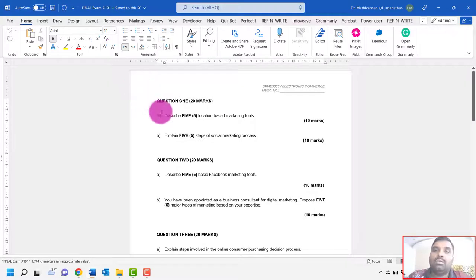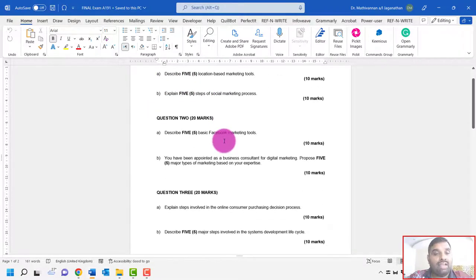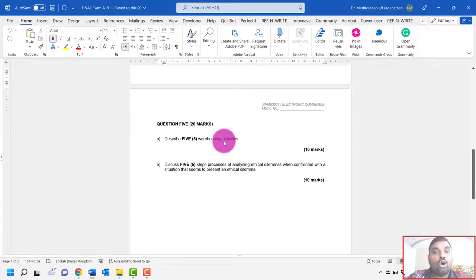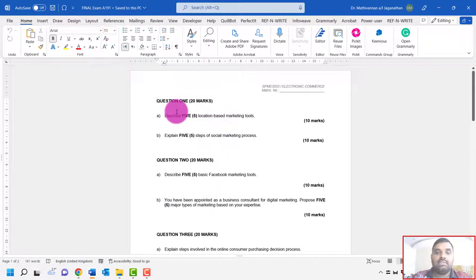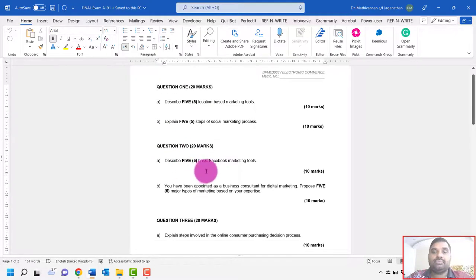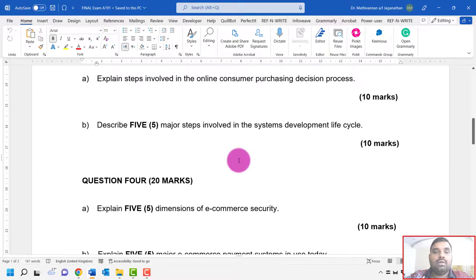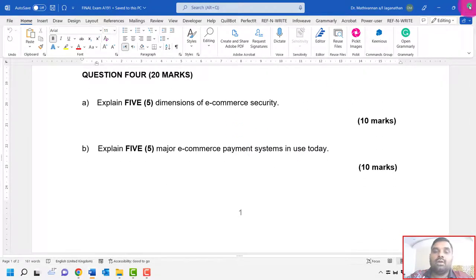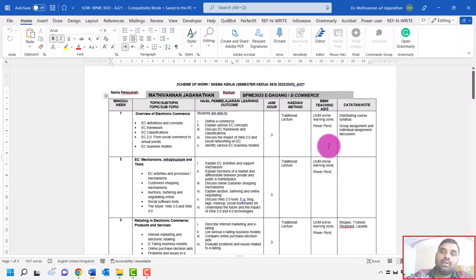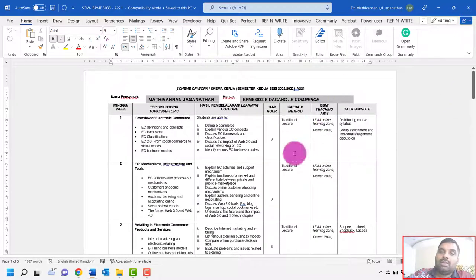So basically the final exam is going to be like this. Normally I will give 5 questions like this, or sometimes I will give box cases, small cases, and you have to answer based on the small box cases. Okay, depends. So it's going to be like this. Another detailed thing.